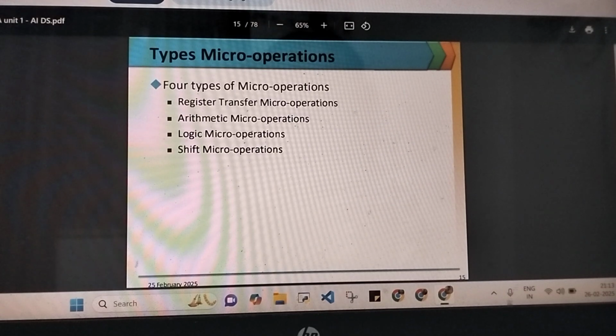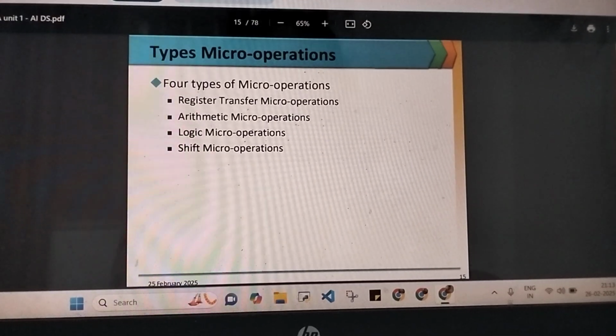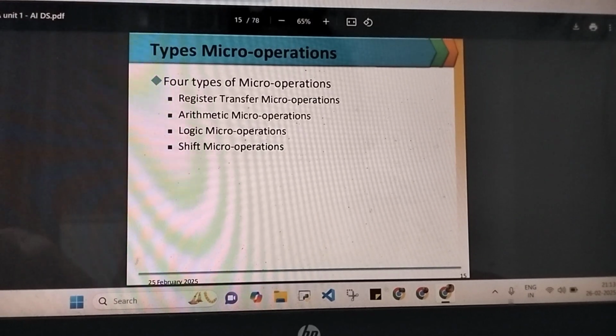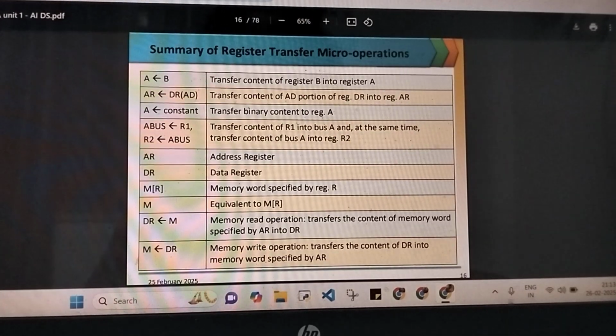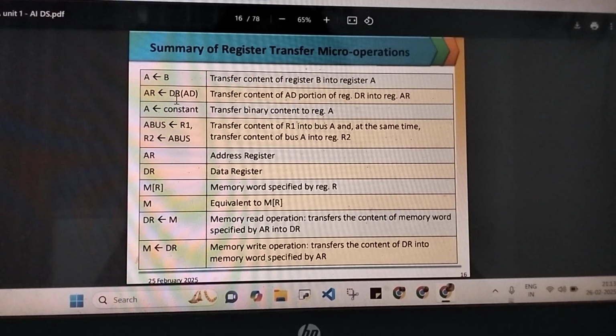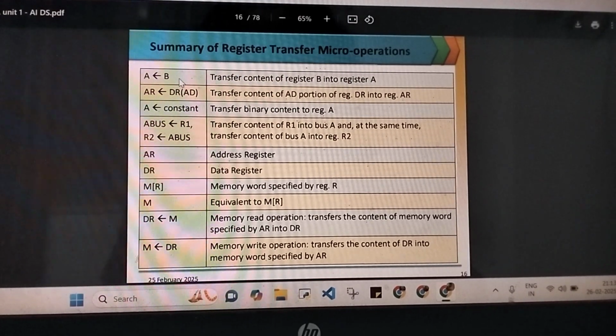As the name suggests, register transfer is basically used to transfer the content of one register to another. Arithmetic is for arithmetic operations, math, and logic is for comparison operations. Those are the functions they carry out. What exactly the operations themselves are, we'll see now. Again, we are just going to be looking at some syntax for register transfer language.